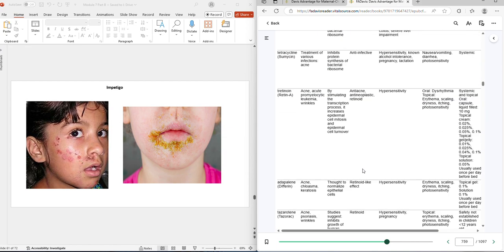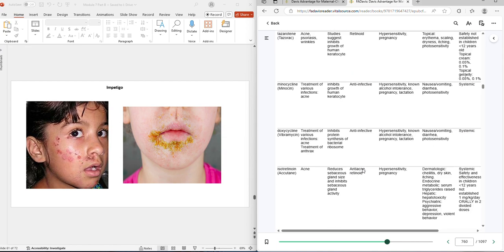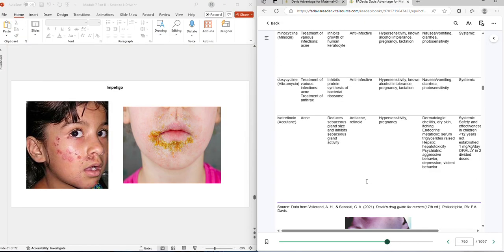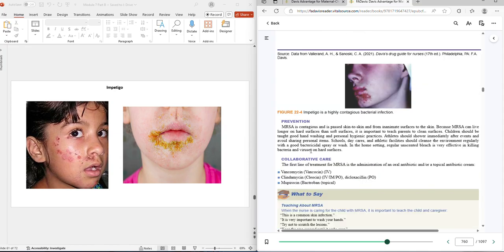Then for MRSA, the treatment is on page 762. You have some different medications for acne listed here, but going on to 762, of course, the first line treatments are listed. If it is severe MRSA, then Vanc is our answer, okay? But if it's mild, then we can use that antibiotic cream, Bactroban, mupirocin, okay? And the Cleocin too, all right? And doxycycline.